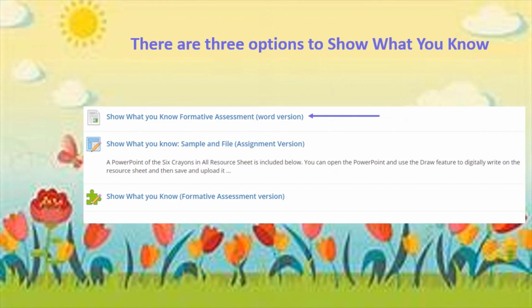First, show what you know, the Word version. There is a downloadable Word document. If you would like to do that, you can download it, print it, work on the paper, and then submit it to your teacher using a picture or sending it through email. Second, this is an assignment version, where you can look at the PowerPoint slide, use the drawing tool, write on the slide, save and upload to your teacher so your teacher can see. And finally, there is an assessment version where you can go on, answer questions that are multiple choice, and it will be directly given to your teacher.